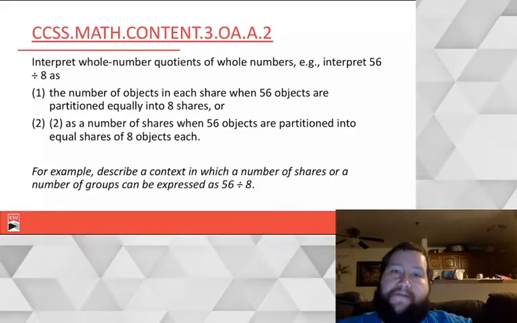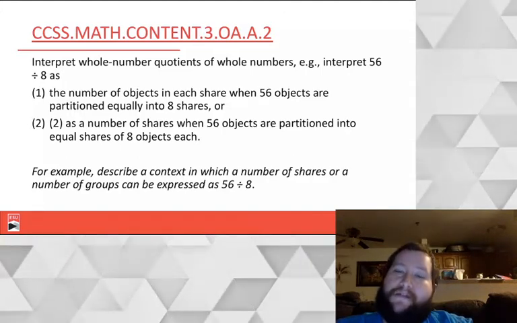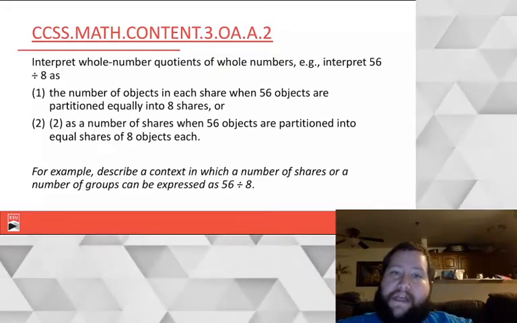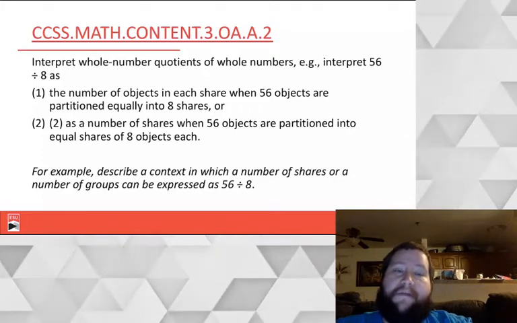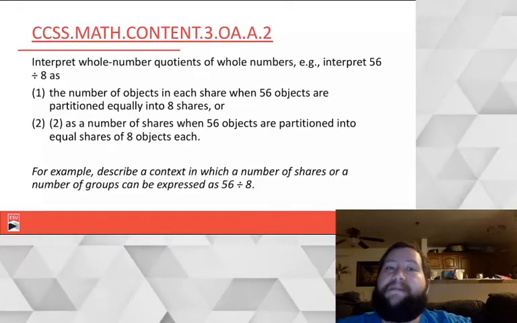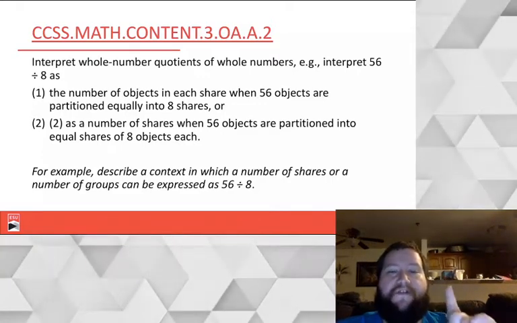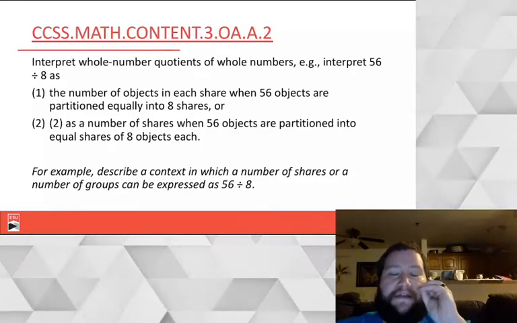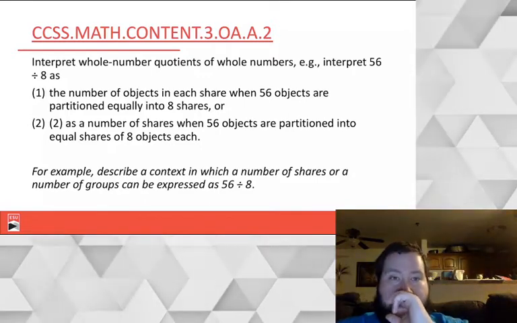Children should be able to interpret 56 divided by 8 as either the number of objects that each of 8 people get when you share equally, or how many people we could share it between if we have 8. So I'll say that again. The first meaning is 56 divided by 8: I'm going to split 56 among 8 people. How much do they each get?